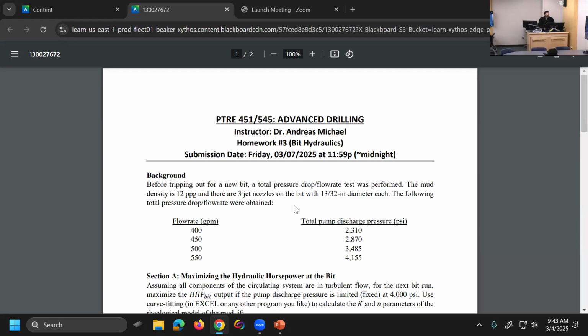Background. Before tripping out for a new bit, a total pressure drop flow rate test was performed. The mud density is 12 ppg, and there are 3 jet nozzles on the bit with 13/32-inch diameter each. The following total pressure drop flow rate was obtained: 400 GPM gives 2310 psi, 450 gives 2870, 500 gives 3485, 550 GPM gives 4155 psi.